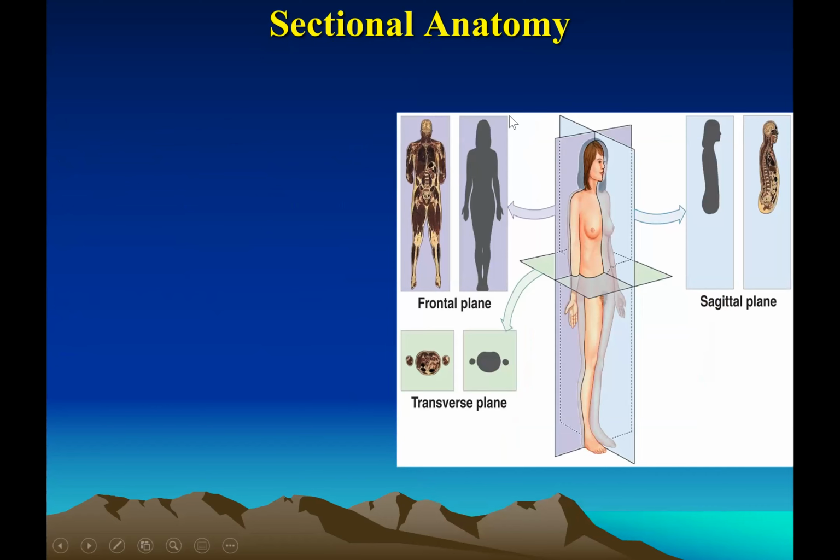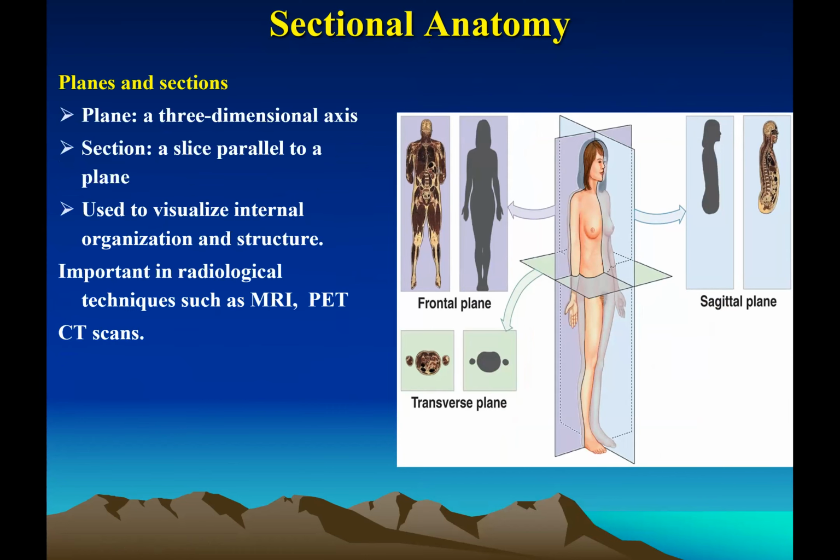Sectional anatomy is very important because when you're doing MRI scans, you have to know a point of reference as to how the different sections were made. When you say plane, it's a three-dimensional axis. A section is a slice that's parallel to a plane. This is used to visualize internal body organization and structures, especially for people trying to understand MRI scans or PET or CT scans. We have to know this.